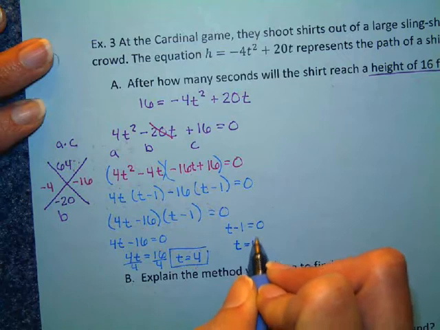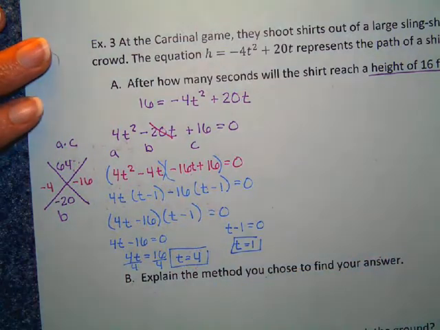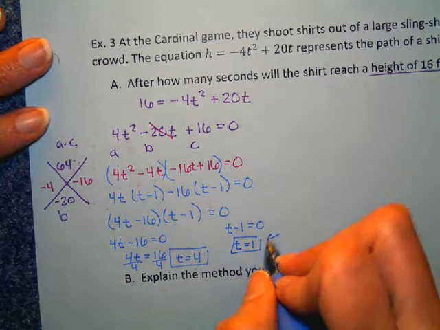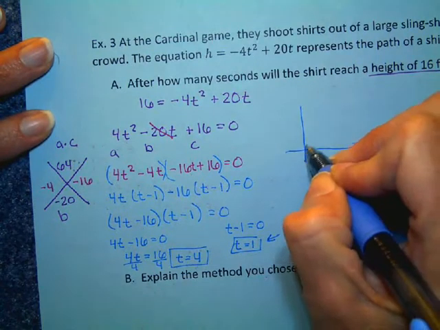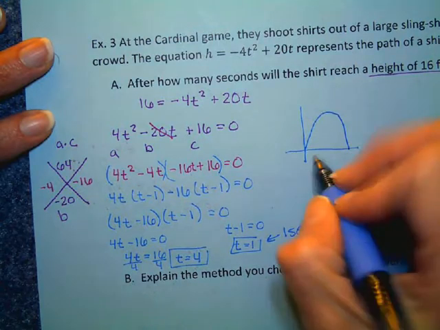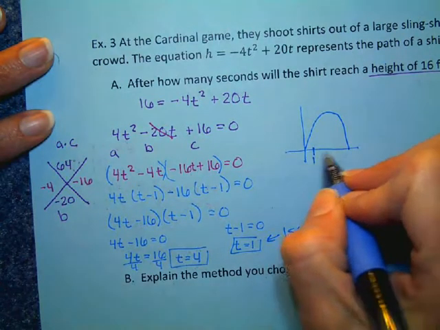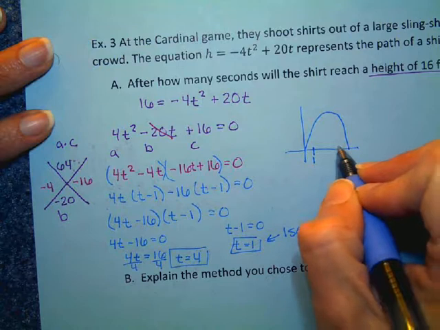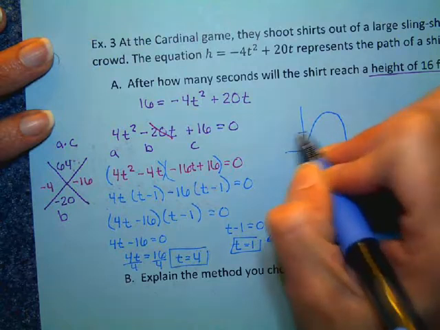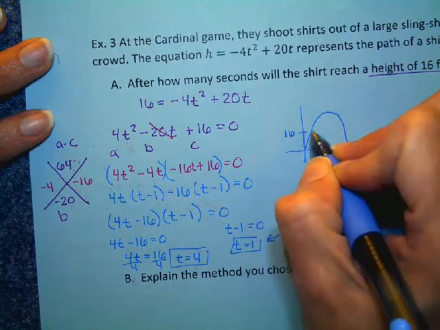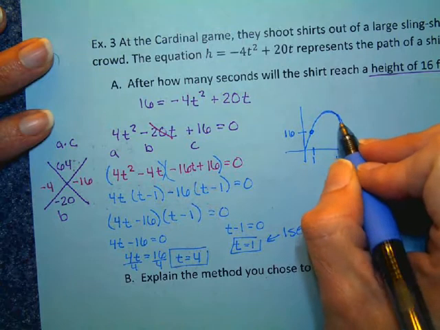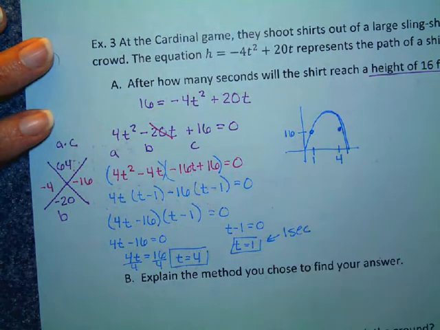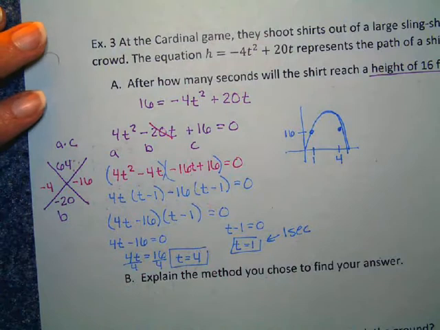Okay, so after how many seconds will the shirt reach a height of 16? I would say 1 second. Because again, the shirt is going up and coming back down, and they're saying after 1 second it's reaching a height of 16 feet. The graph's not real accurate, but the idea is it would come back down. And so here, at 4 seconds, it would also be at 16 feet. So after 1 second, it's reached a height of 16 feet.